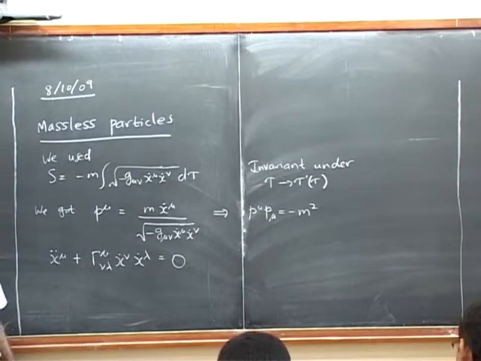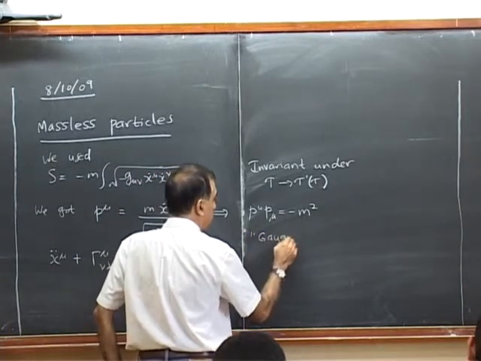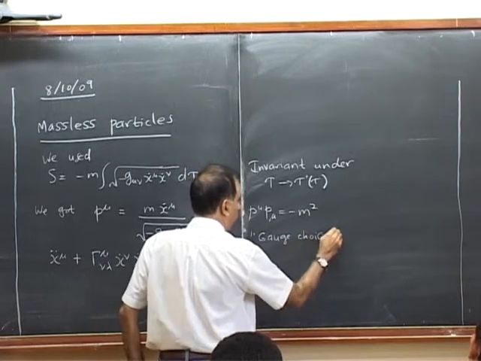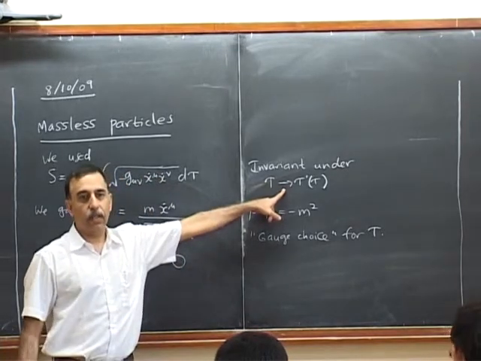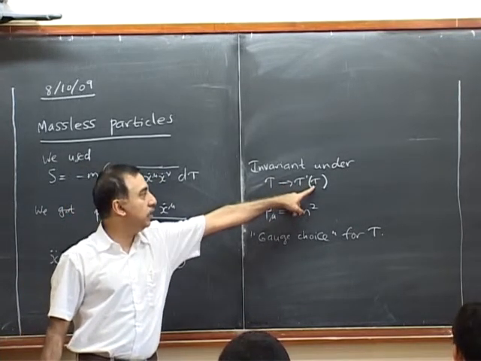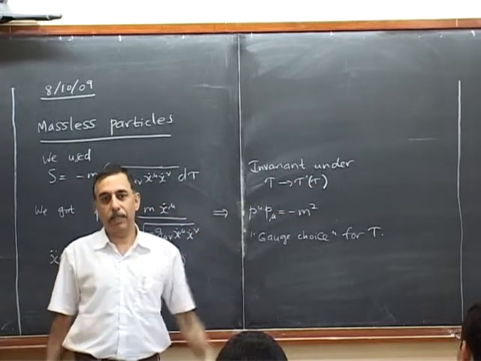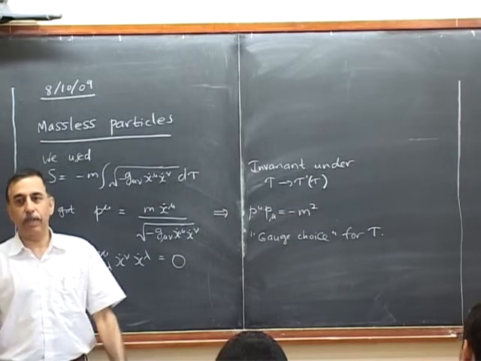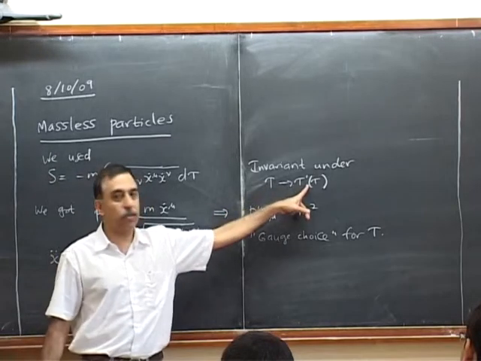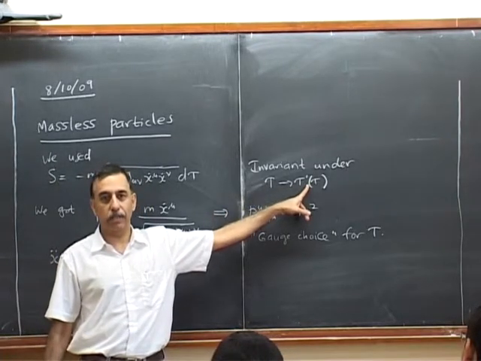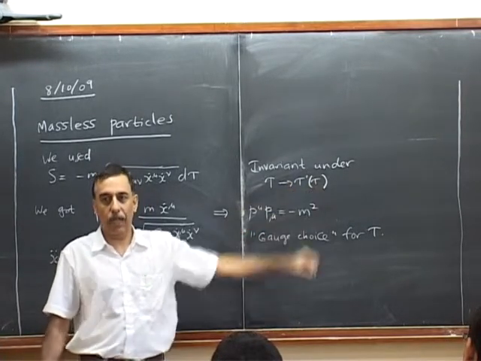The next thing, which is extremely convenient, is to make what I will call a gauge choice for tau. Whenever there is an invariance like this, you can fix the invariance. The invariance simply means there is a redundancy in the description. Although tau appears to be there, tau by itself doesn't have any physical meaning, and so we can replace it by any other function of itself. It's analogous to general coordinate transformations in four dimensions, a one dimensional miniature version of that.